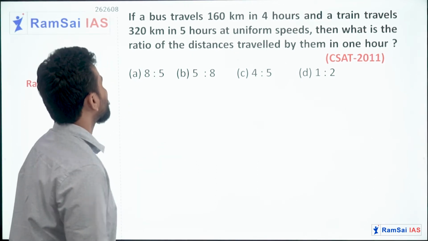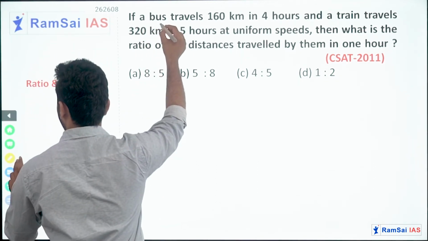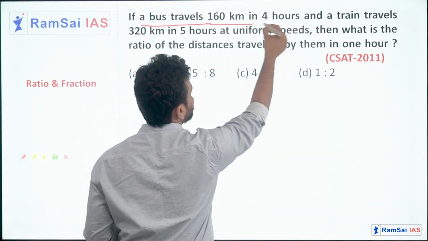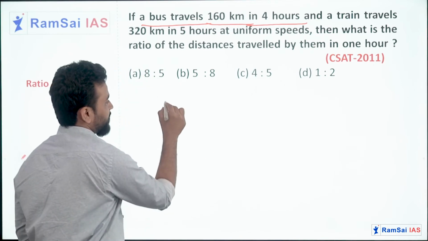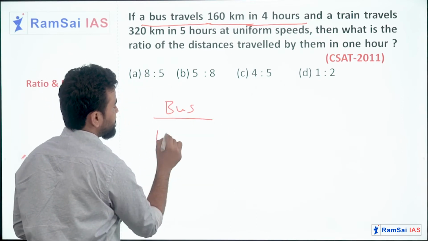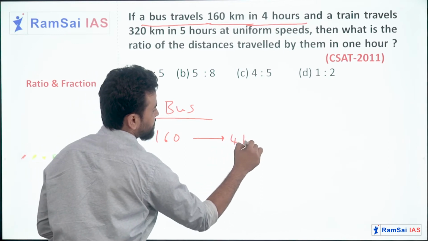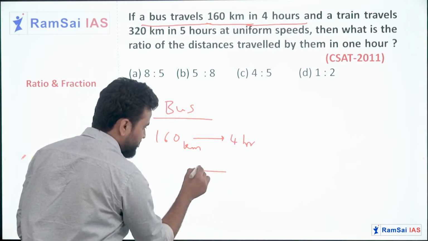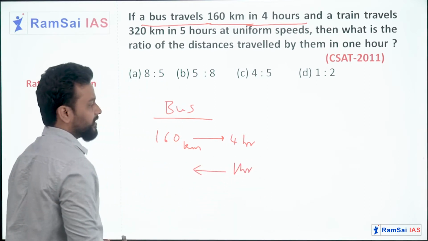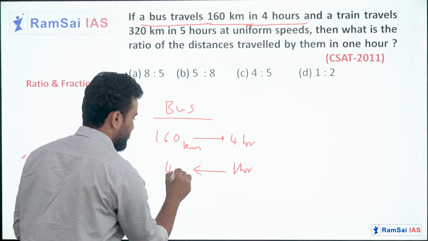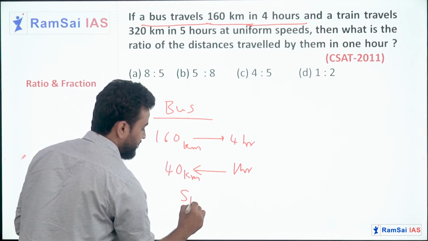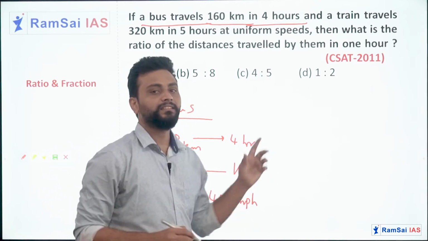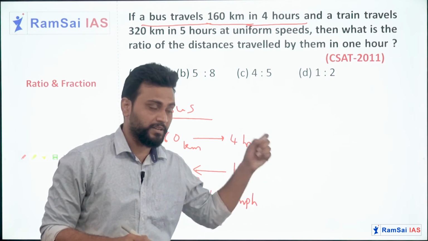Okay, how to find it out? A bus is travelling. Here the bus travels 160 kilometers in 4 hours, and speed is nothing but distance per hour. So, in 1 hour how much distance does it travel? 40 kilometers. So, speed of bus equals 40 kmph. Guys, I will solve this question in a simpler way after 1 minute, okay?